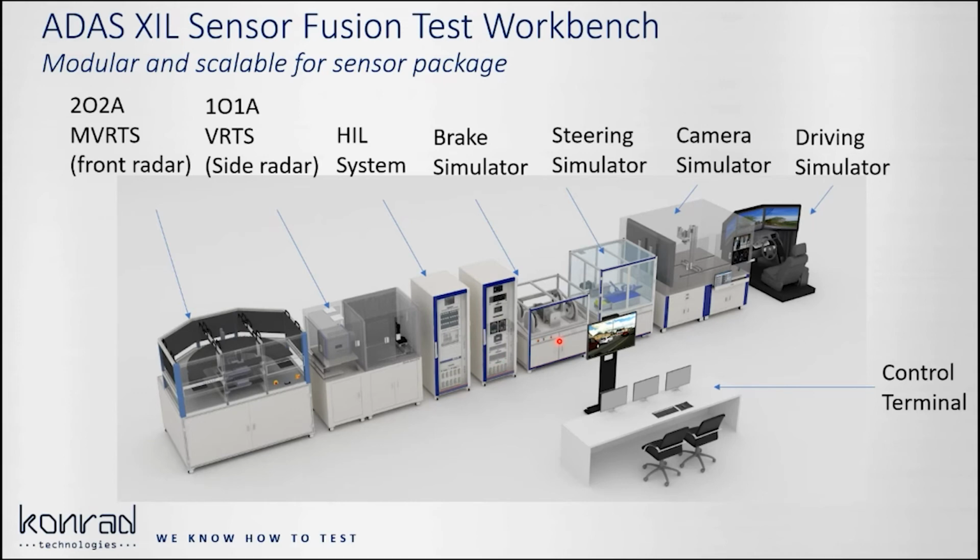Followed by a steering simulator. And these two components are the vehicle components that we are bringing into the test loop because we wanted to test emergency braking, or we wanted to test lane departure warning. So we have to simulate the movement of the steering or the movement of the brake, right? So that's brought into it.